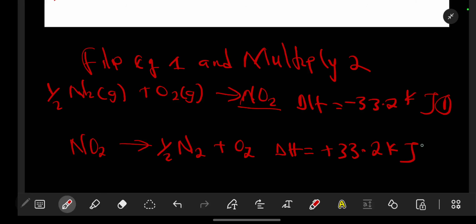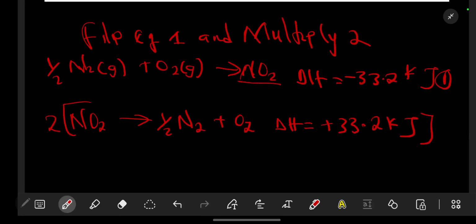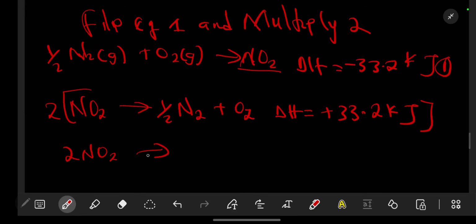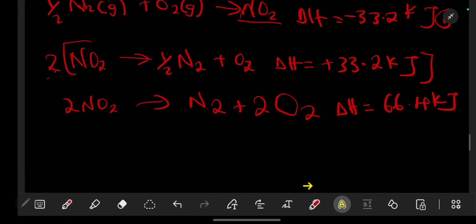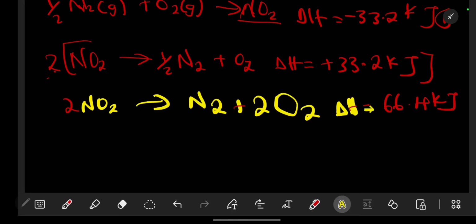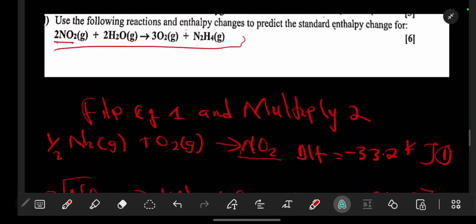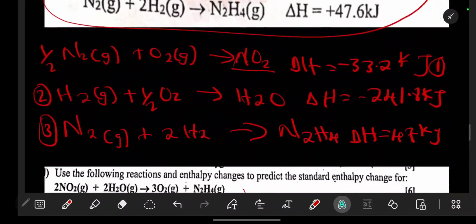So after doing that, we multiply by the 2. So multiplying by 2, it will be 2NO2 should be able to produce N2 plus our 2O2, since 2 by half is just 1 and this will cancel. So the change in enthalpy will change to a value such as 66.4 kilojoules like that. So we have one equation that is similar to the answer that we expect. So with this equation, what are we going to do? We go to the next equation, which is this one.